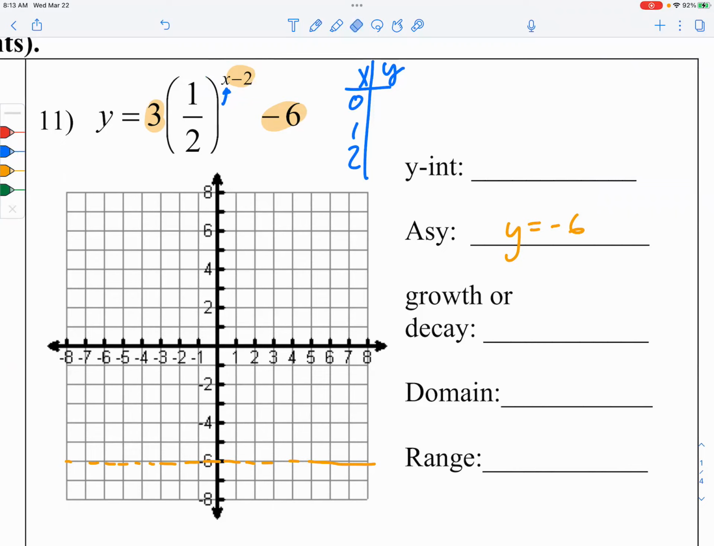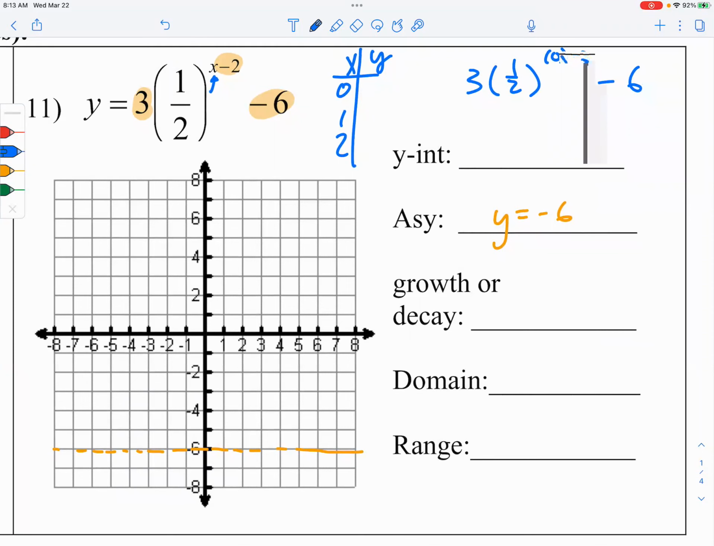So if you say 0, let me go ahead and write this one out. So 3 times 1/2 to the 0 minus 2 power, and then -6. So 1/2 to the -2 power is 4. 4 times 3 is 12. 12 minus 6 is 6. So when x is 0, the y value is 6. 0, 6. Okay.